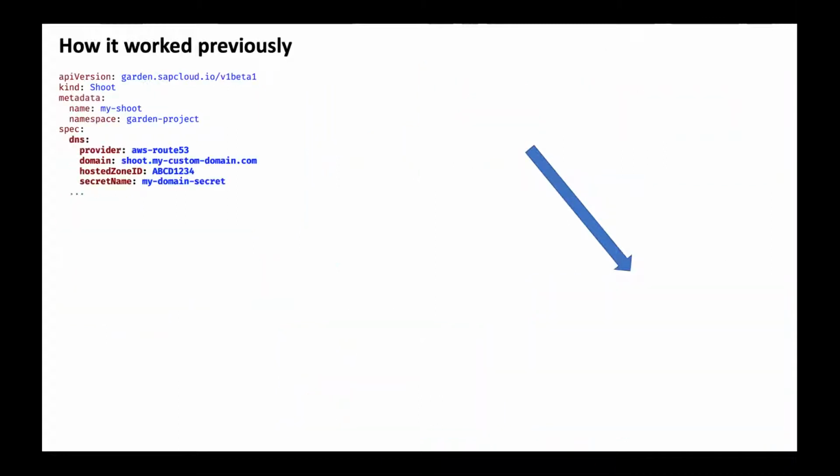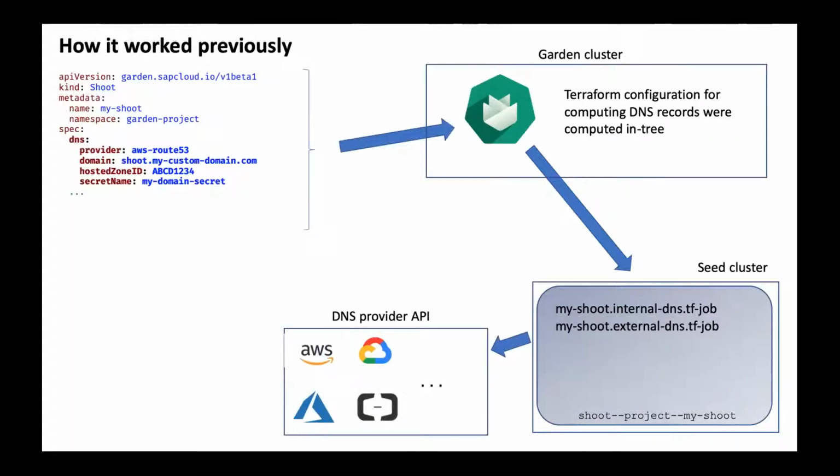Then there was another way to define a domain for a shoot that is not using the default domain, but bringing a custom domain. In this case, the information must be put into the shoot itself, and a secret must be referenced that contained the credentials for this custom domain. And this was coming from the end user, if he wants to use his own domain. But in the end, the flow is the same, or was the same. Okay. So now that we have changed this, we have removed all of this in-tree DNS logic and are now relying on an external or extension DNS controller.